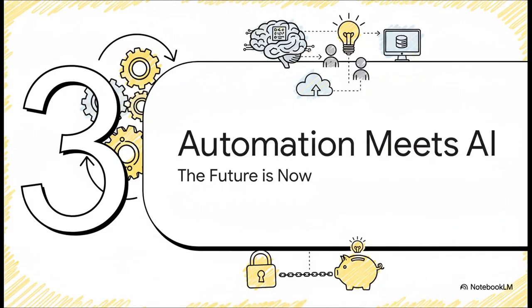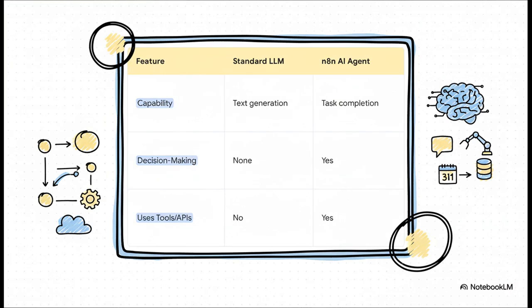But n8n isn't just about saving money and keeping your data private. As awesome as that is, it's also pushing the envelope by baking artificial intelligence directly into your workflows. We're not just talking about simple tasks anymore. We're talking about creating intelligent agents. And this is a really important difference to understand.